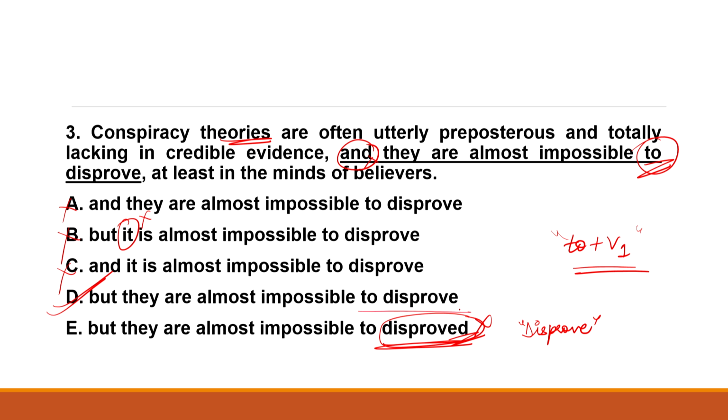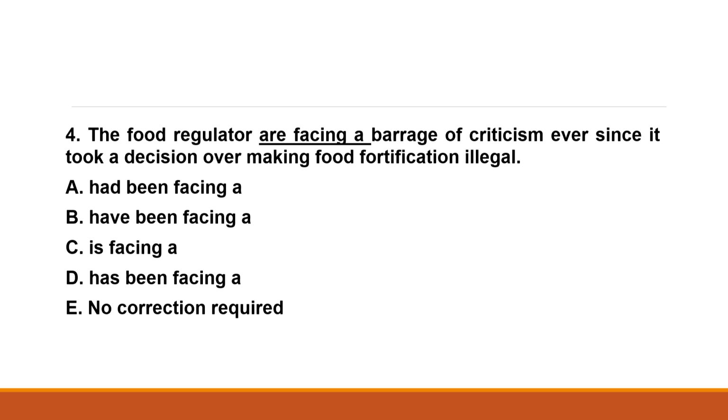So, the correct sentence after improvement should be, conspiracy theories are often utterly preposterous and totally lacking in credible evidence, but they are almost impossible to disprove, at least in the minds of believers. Fine. So, is it clear? Now, moving on, here is the next question. Solve it.